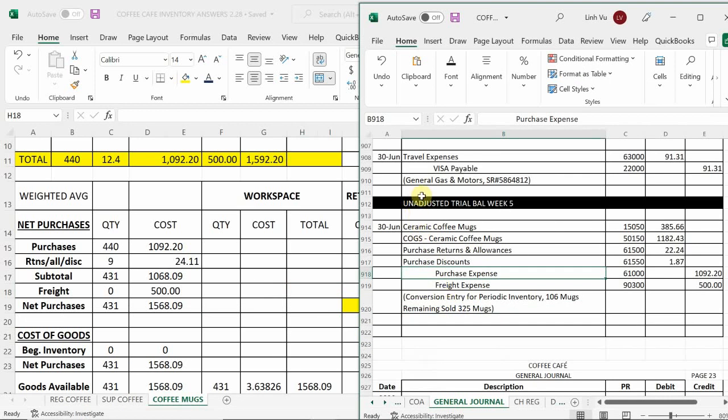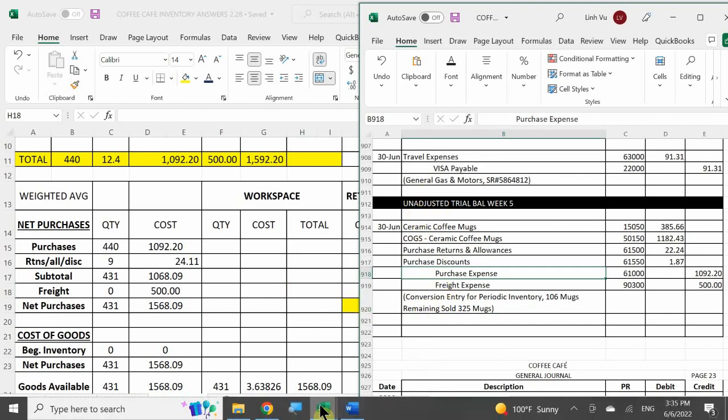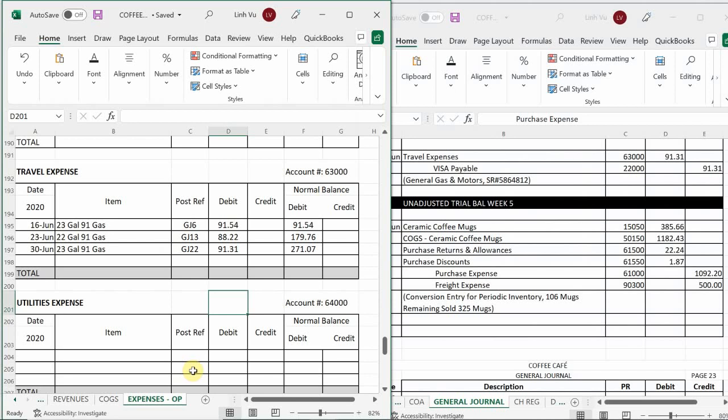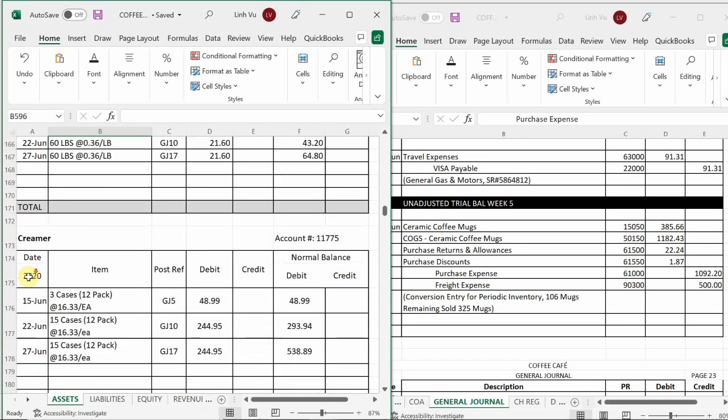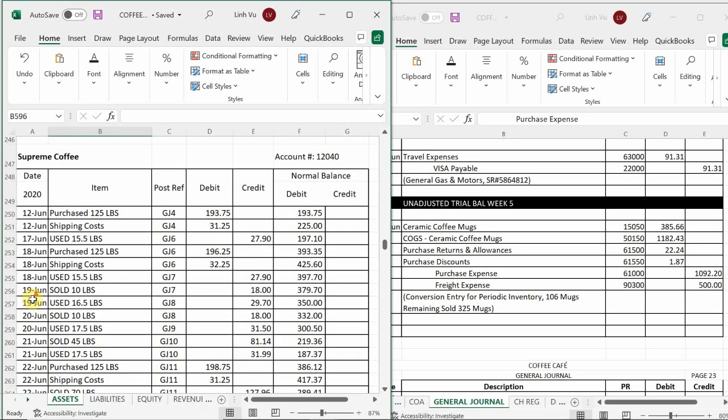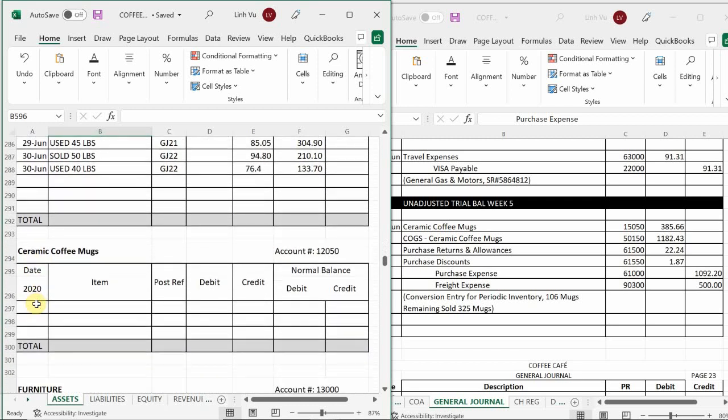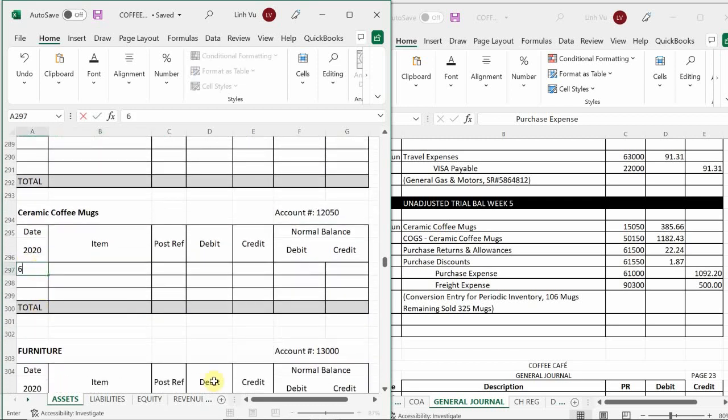And now I need to actually update all of my ledger accounts. Okay, so starting with the ceramic coffee mugs, which is our assets. Okay. So this is going to be under our inventory. So let's see. Here's our regular coffee, Supreme Coffee. Here you go, ceramic coffee mug. So what you can do here is you can make a note that this is conversion entry. All right, and you can say you have 106 mugs remaining.